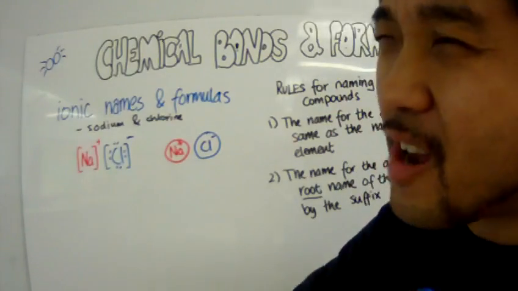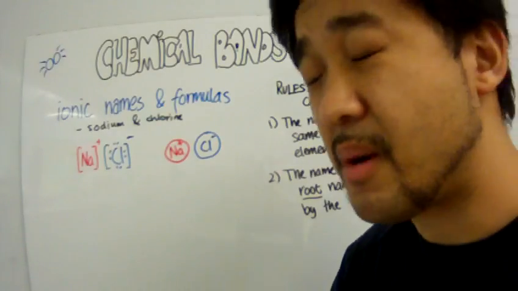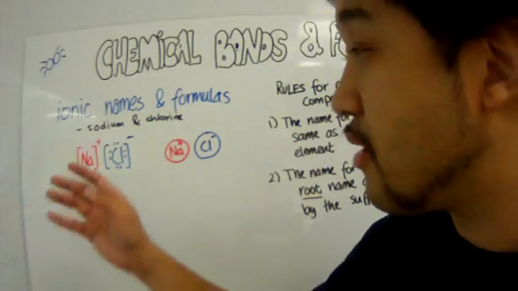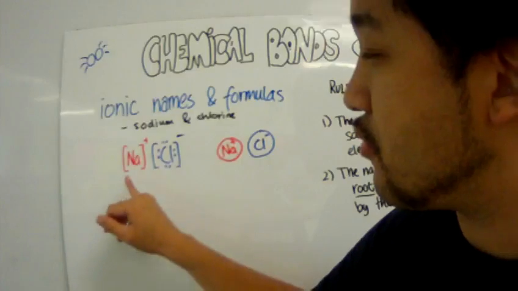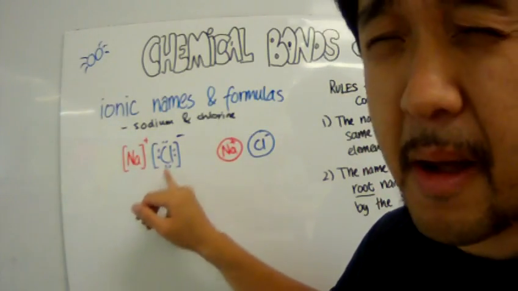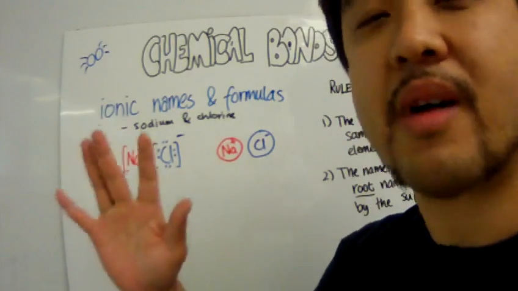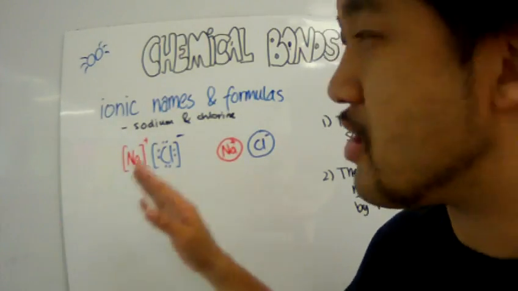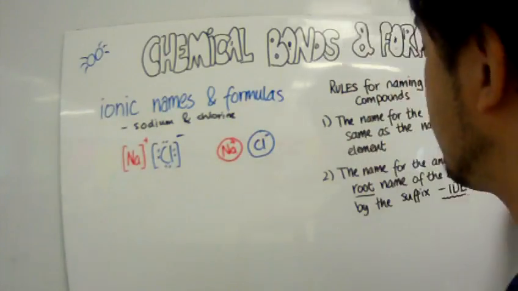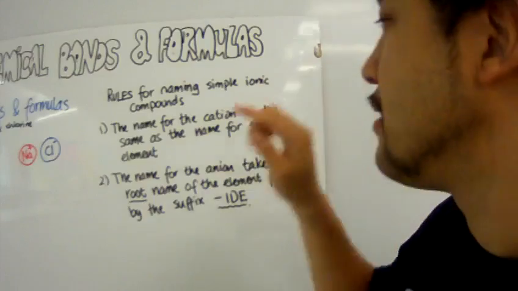Well, I know you have heard this billions of times, and you're probably so used to knowing the name of the compound with this element and this element, but I'm going to just give you the rules so that you can name a whole slew of other compounds, but I'm just using this as an example. Alright, rules to naming simple ionic compounds.